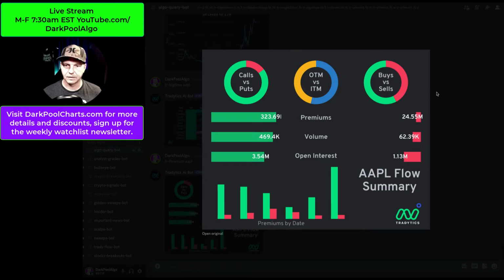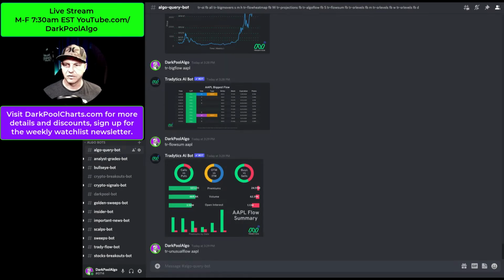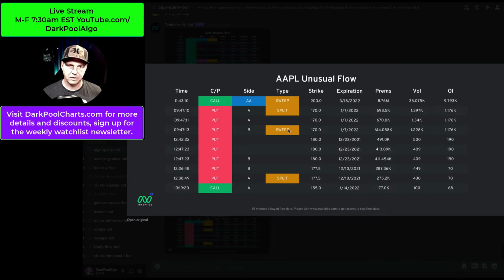That's a lot of data right there to absorb, and it's really nice to be able to just get a really quick graphical reference of that data. Looking for unusual flow, right? Everybody's really interested in unusual flow for options. The thing with unusual flow is it's very ambiguous.